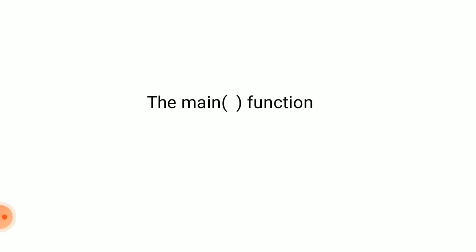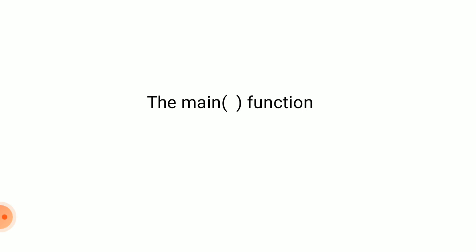Within the curly braces, whatever variables you have declared, everything will be declared within the main function, not outside the main function. No C program is executed without the main function. So you must have a main function in your program. Without the main function, you cannot execute any C program.